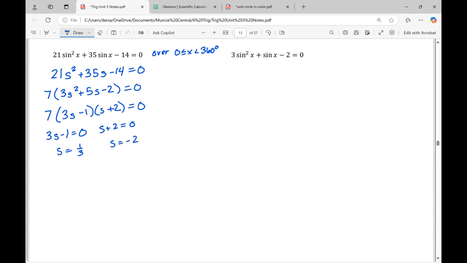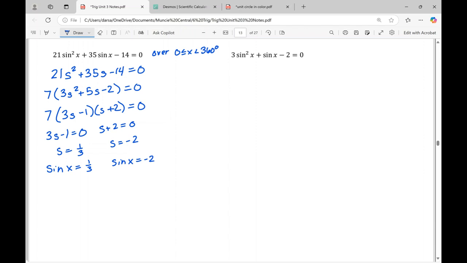But remember, s is an s. This was a sine question. So we get sine of x is equal to 1/3, and we get sine of x is equal to -2. So we have two equations that need to be solved in order to find all of the answers to this.